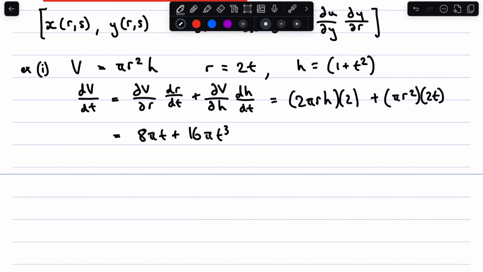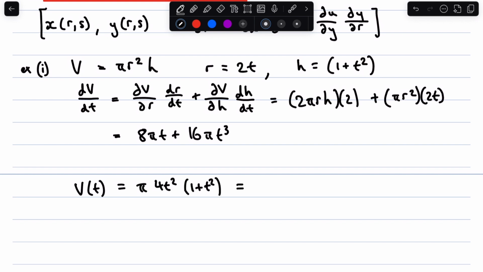And so, okay, that's all well and good. Let's check that that is correct. And in this case, it's quite simple for differentiating after we've substituted r and h into our original v equation, but it might not be this simplistic. So if we just calculate what v is in terms of t, we'd have pi times r squared, so 4t squared, times 1 plus t squared, just h.